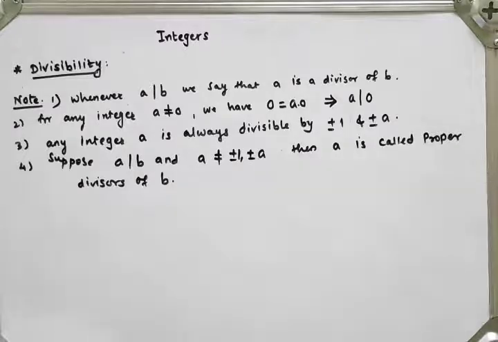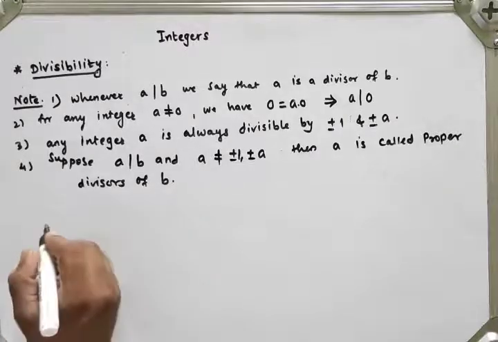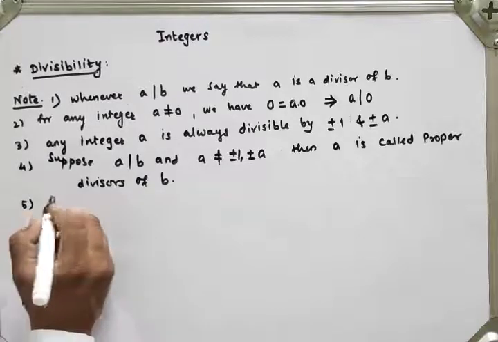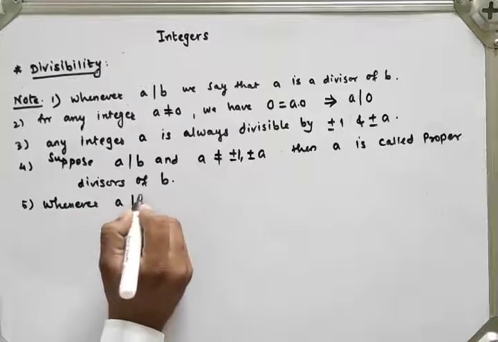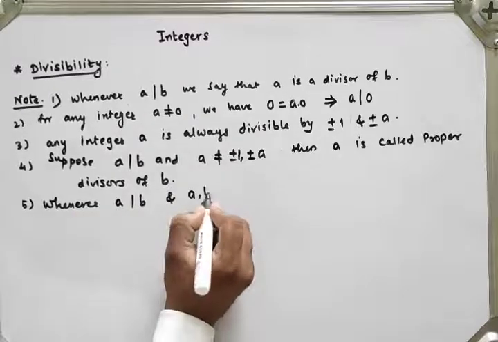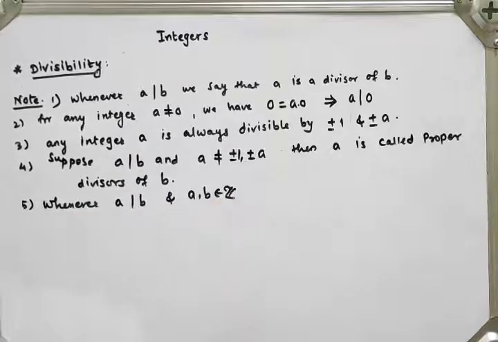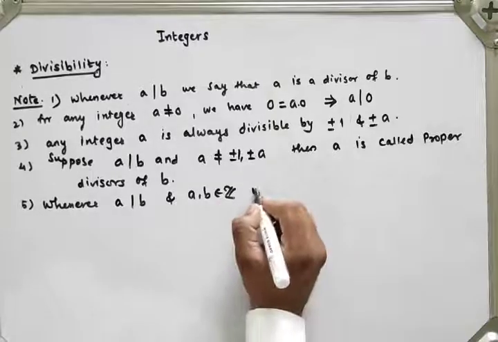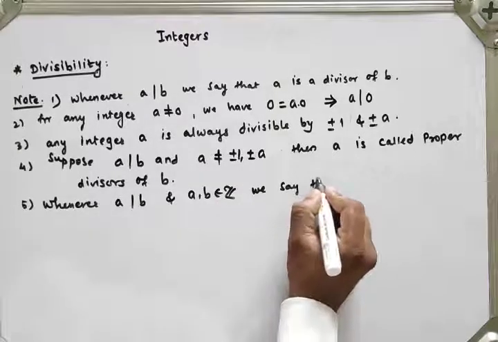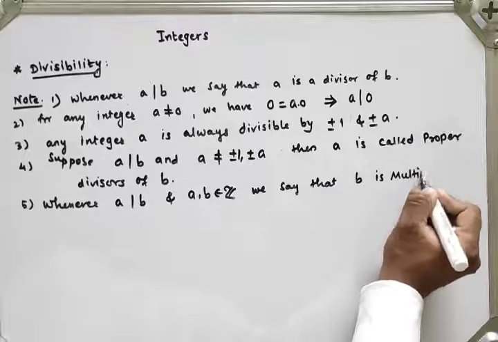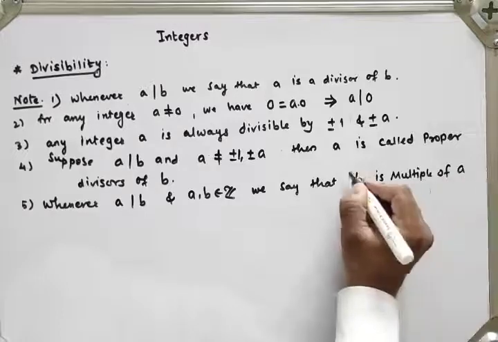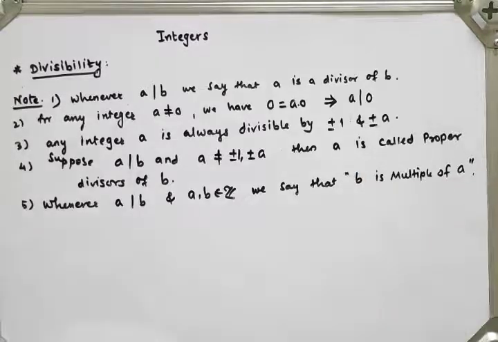And the last note, the fifth: whenever a divides b, with a and b belonging to the set of integers, then we say that b is a multiple of a. Let's see some properties of divisibility.